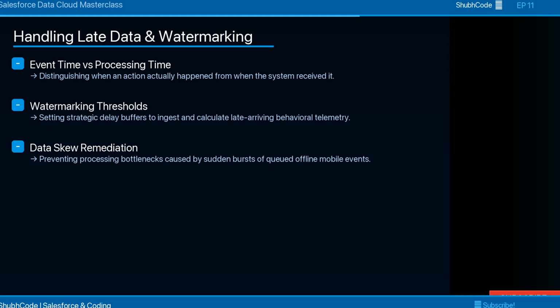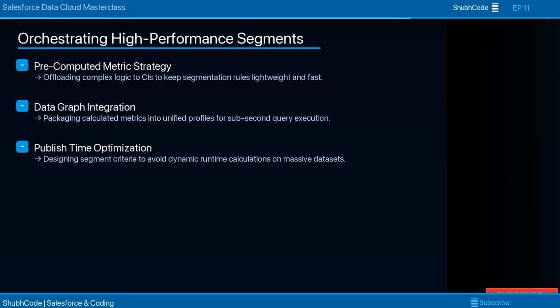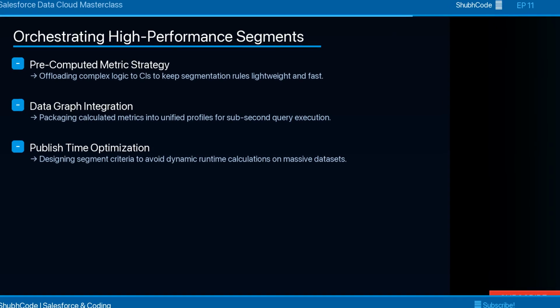data accuracy. To build high-performance segments, we must orchestrate batch and streaming insights alongside data graphs. A common mistake is putting raw, unoptimized queries directly into your segmentation filter criteria, which slows down publication times. Instead, use calculated insights to do the heavy mathematical lifting beforehand. By using pre-computed CI metrics in your segment rules, the segment engine only has to evaluate simple Boolean flags, reducing your segment publication times from hours to just minutes.